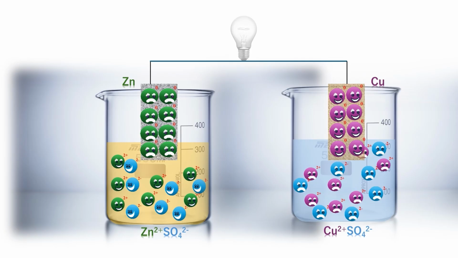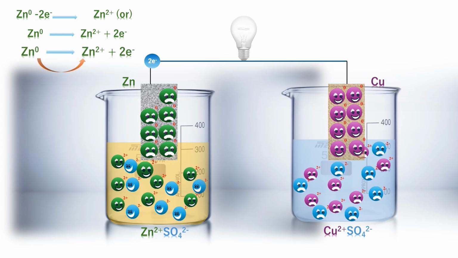Zinc atoms in the electrode then lose two electrons and become Zn2+ positive ions, and come into the solution and seem very happy. It can be represented as shown here. The oxidation state of zinc changes from 0 to +2.